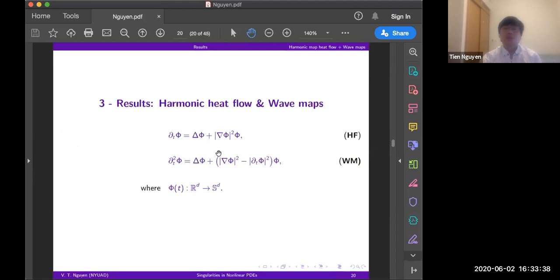The main difference between the harmonic heat flow and wave map is that the harmonic heat flow is parabolic and dispersive, and the wave map is time reversible and non dispersive. What does it mean? It means that when time progresses, the surface under the harmonic map flow has less energy and becomes smoother. And for the surface under the wave map equation, the energy stays the same.